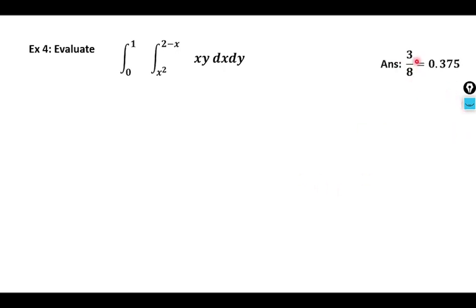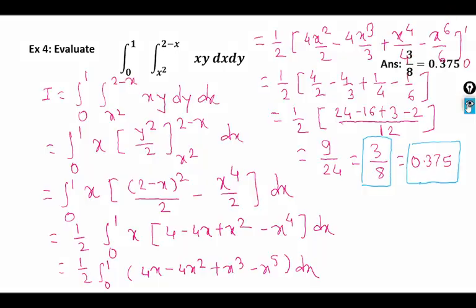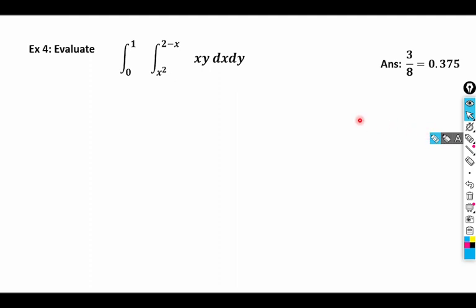Okay, so the answer can be 3 by 8 or 0.375. Yes, that's about example 4. So I hope you are able to understand now how to evaluate the double integral.